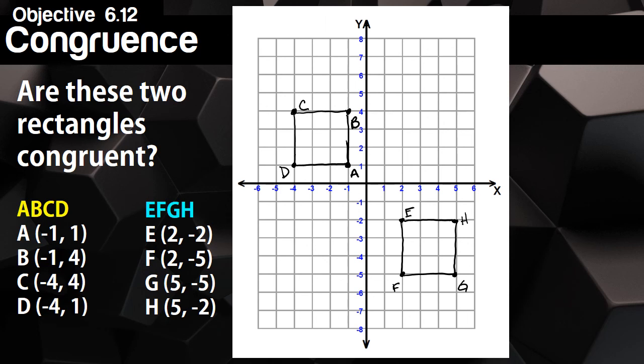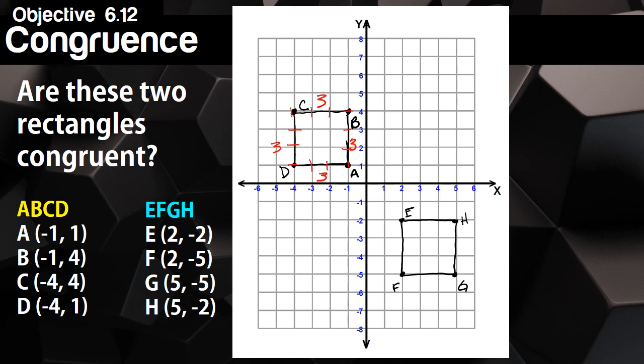And let's figure out some information about these. Let's figure out if these two rectangles are congruent. So from point A to point B, we know that this is 3 units. So we go 1, 2, 3. B to C is 1, 2, 3. From C to D is 1, 2, 3. And from D to A is 1, 2, 3. So we know that we have these different side lengths.